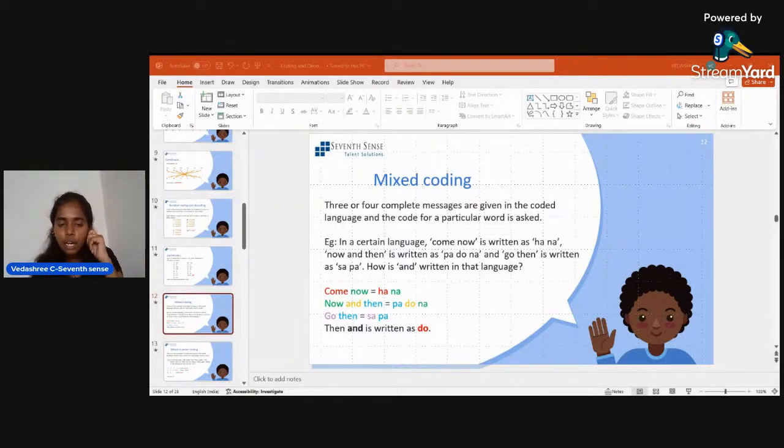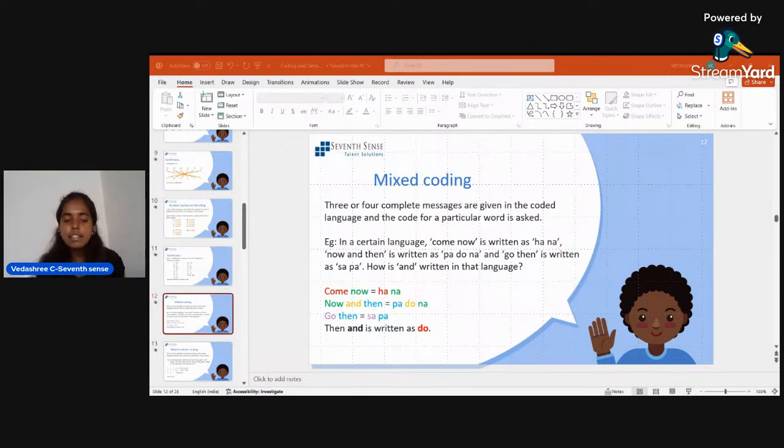Right. So now we'll assign na for now. That is come now is equal to ha, na. Now and then is nothing but na, do, pa. So here now has been assigned with na, and then we'll decide later. Okay. Next, go then is written as sa and pa. Go then is written as sa and pa.